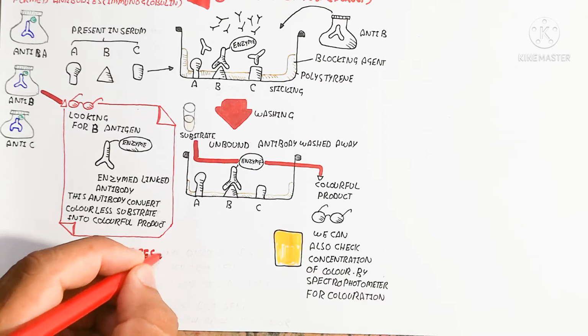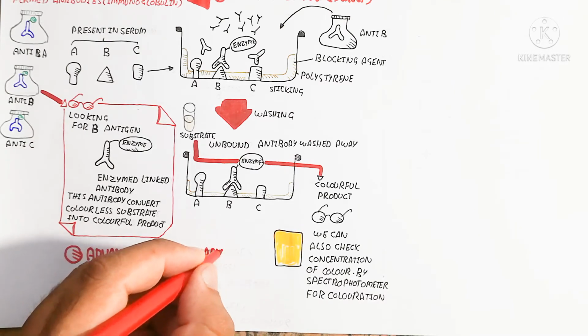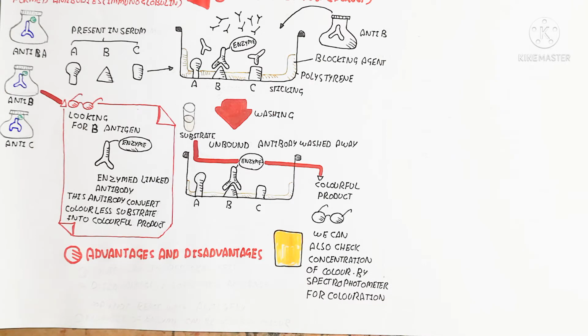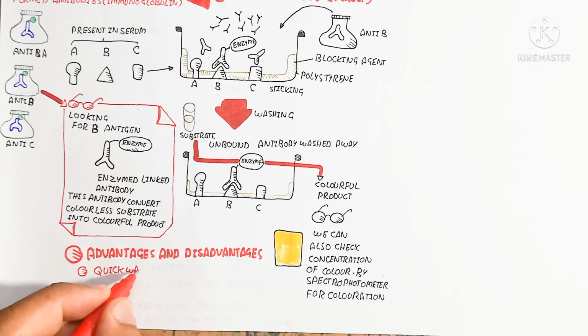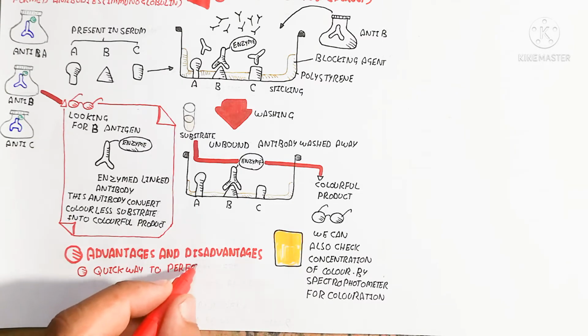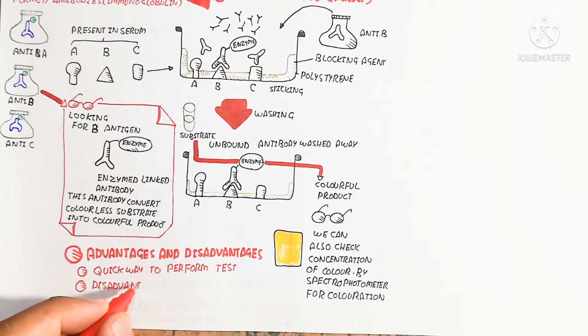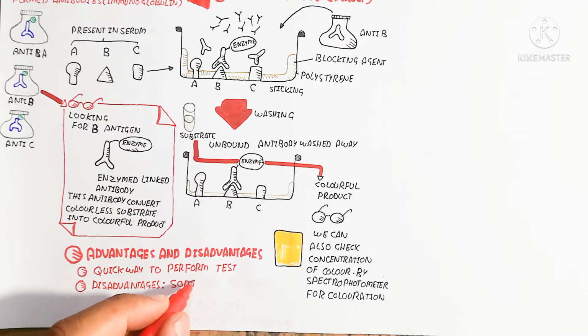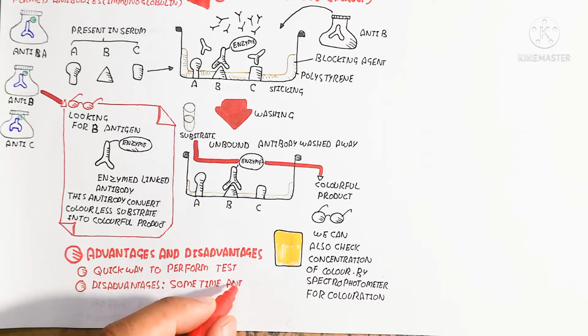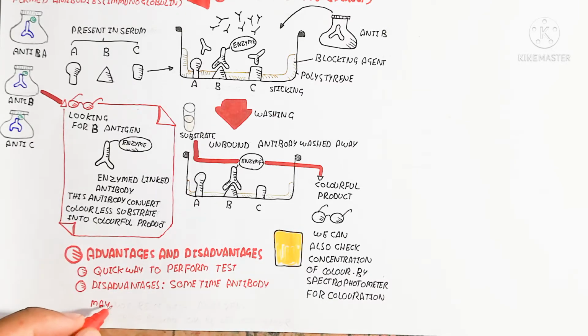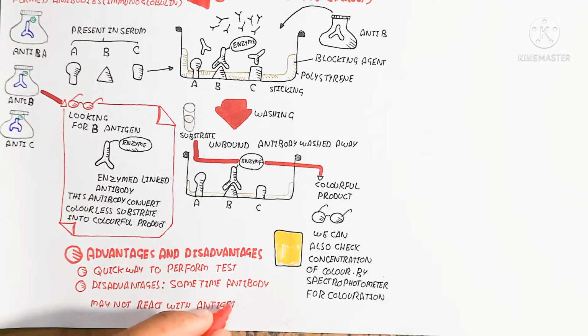First of all, it is a quick way to perform the test, because it is very simple, and the simple ELISA test is direct, and we are not using any other things. The disadvantage is that sometimes the antibody may not react with the antigen, so the number of enzymes can be less for color. So those are the advantages and disadvantages. Now let's begin to understand the indirect ELISA test.